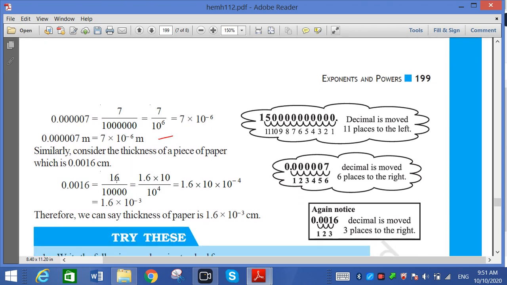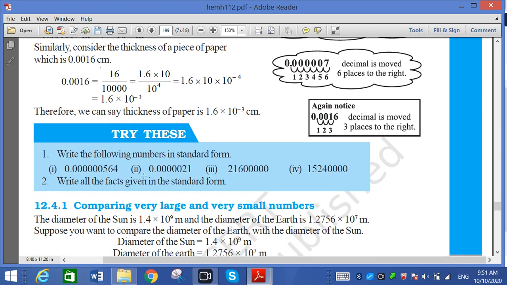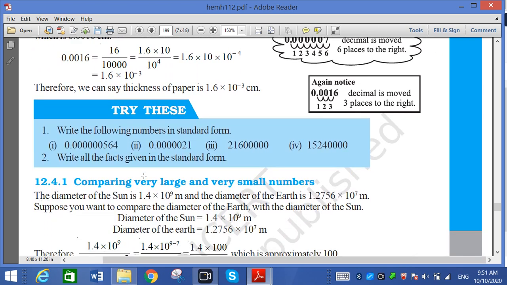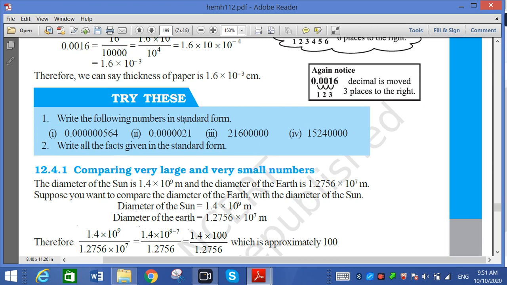So we have clear. Now we have to try this. Write the following number in standard form. So again I have to write first how many zeros are there. 1, 2. How many points the decimal has to move: 1, 2, 3, 4, 5, 6 and 7. So 5.64 10 the power 7, but negative. Why? Because I am going from left to right.